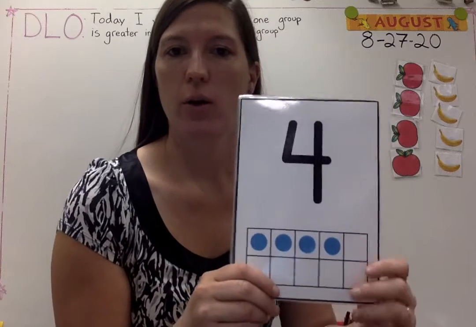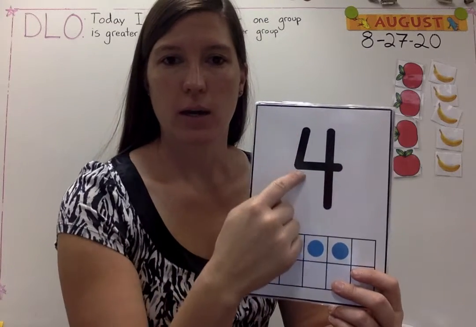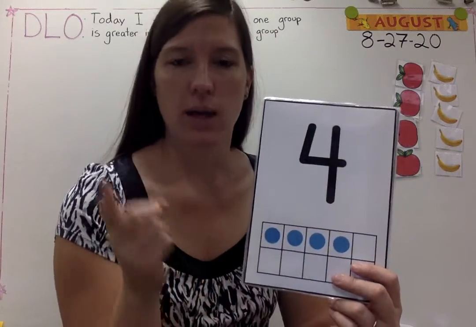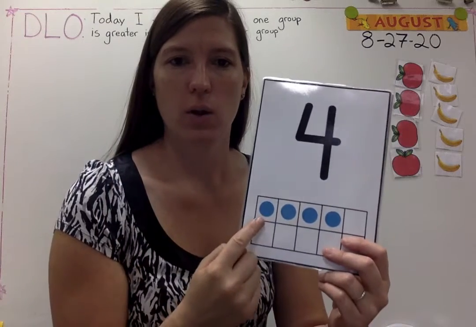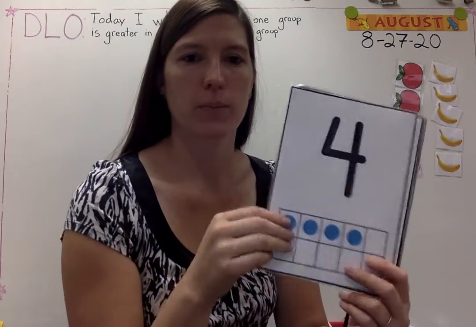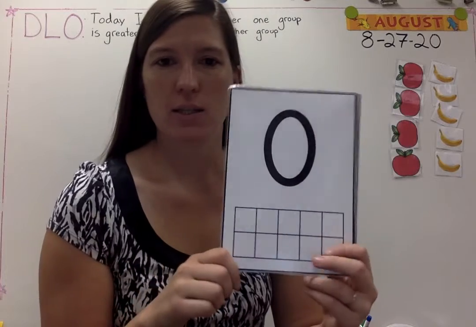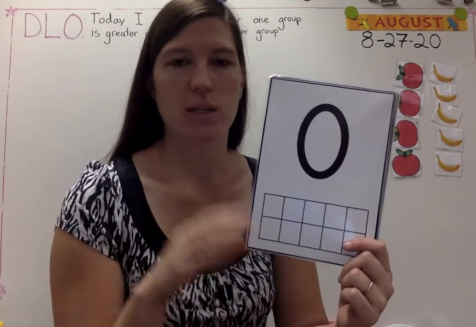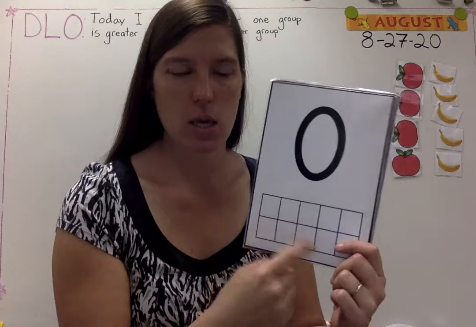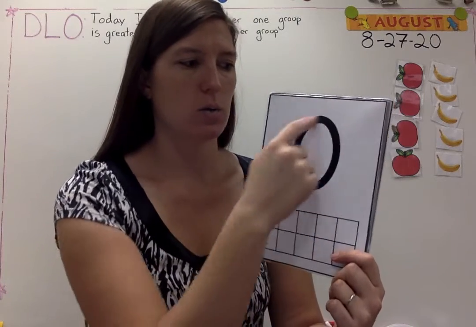This is the number 4. Down, over, down some more. That's the way you make a 4. Let's count. 1, 2, 3, 4. What number is this? 0. 0 is nothing. There's nothing here. No quantity. Around up.